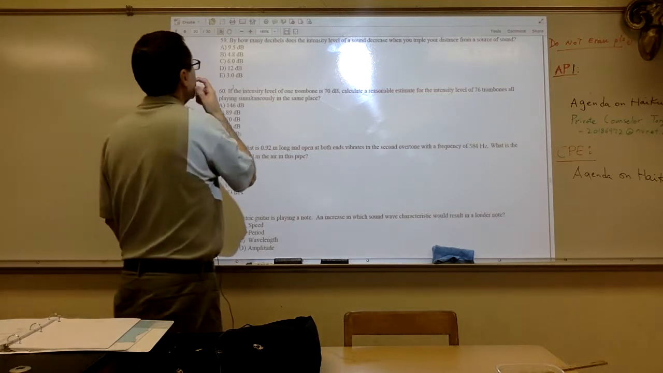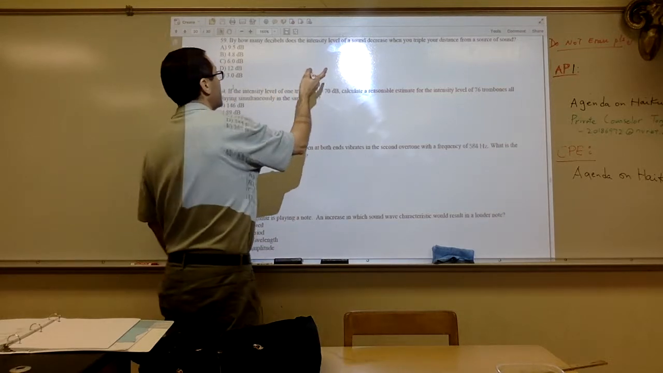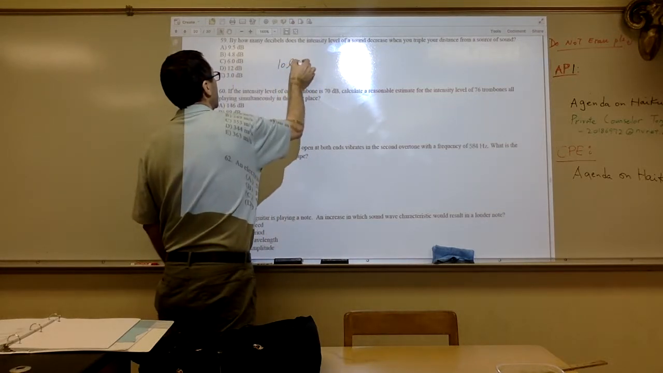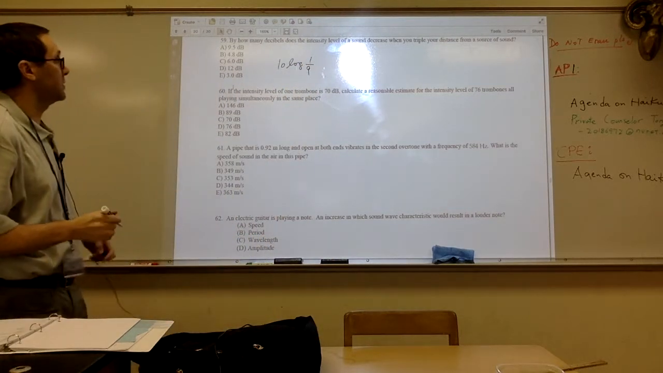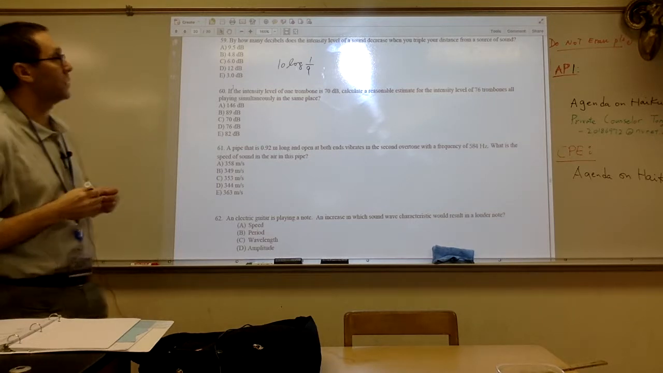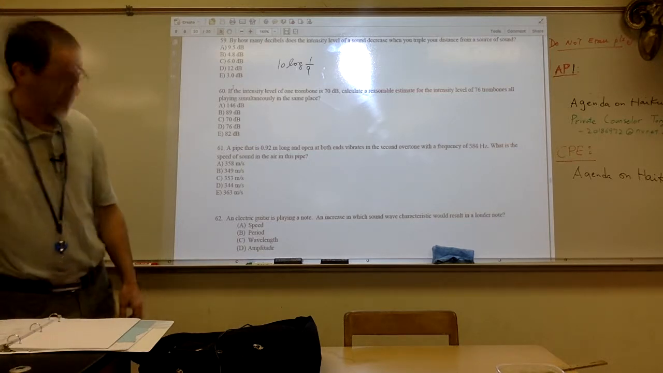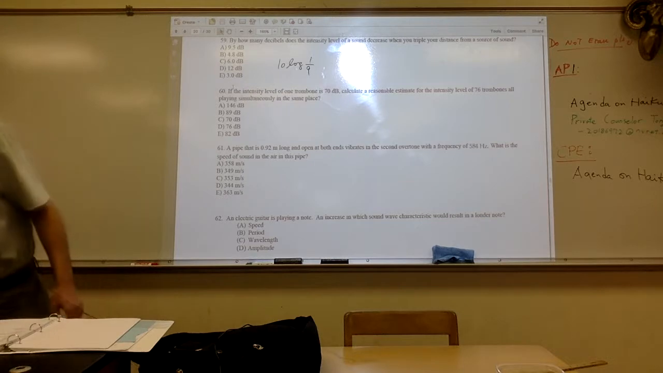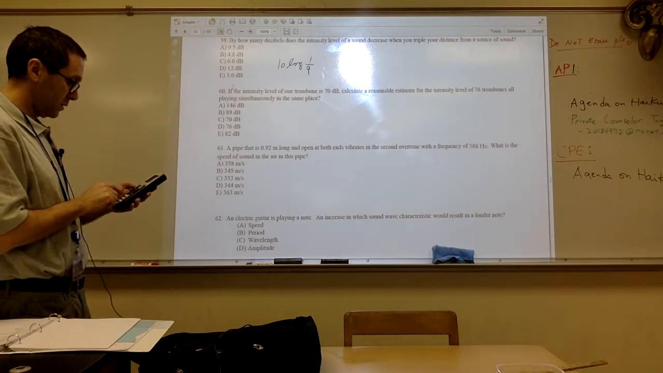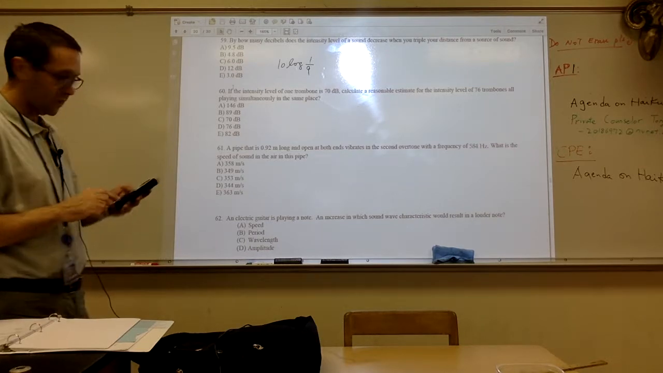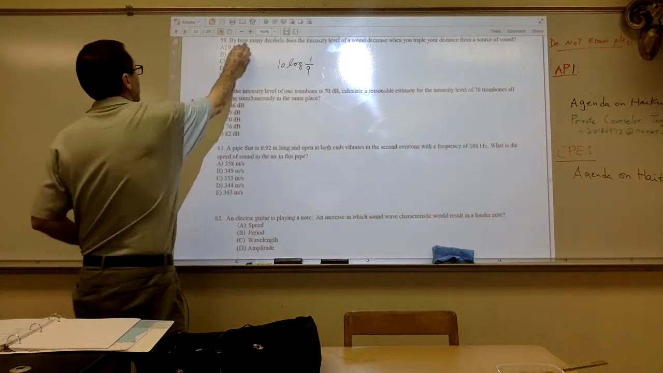59. By how many decibels does the intensity level of a sound decrease when you triple the distance? So if you triple the distance, I think we're going to do the same thing here. So you're going to change by 10 log of 1 over 9, because there is that square for the distance. That's by how much you're going to drop. And if you do 10 log of 1/9, or 10 log of 9 and make that a negative, so 10 log of 9, that's about 9.54, right? Okay, so it's about 9.5.